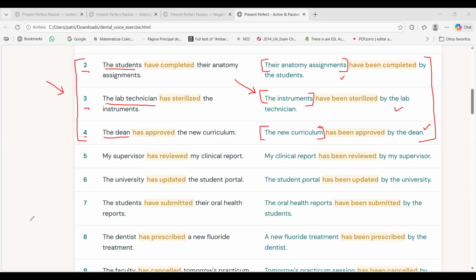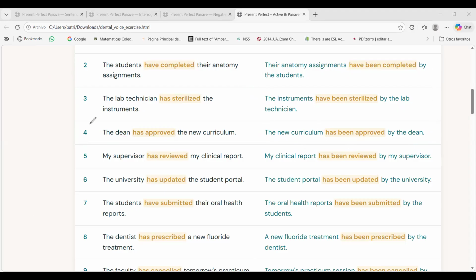So, the next set. Sorry. This is the next group, absences.